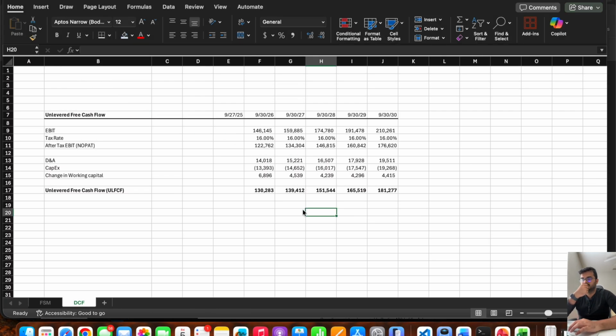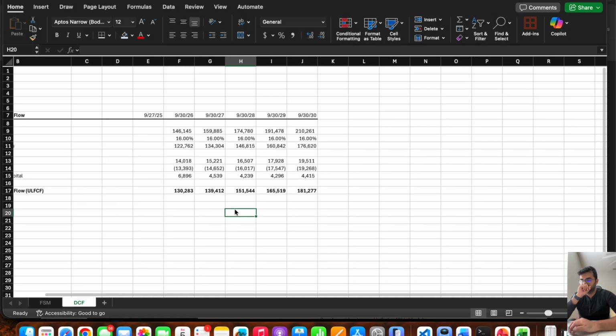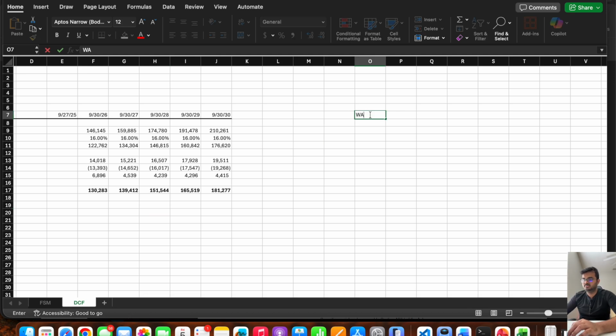This is done. Now, as the next step, as I mentioned, we need to calculate the discount rate or WACC, weighted average cost of capital. Then discount the free cash flow which you have calculated to the current value, or as of today's value. So for this, let's now go ahead and calculate the WACC. Maybe I'll just do it here. WACC calculation.